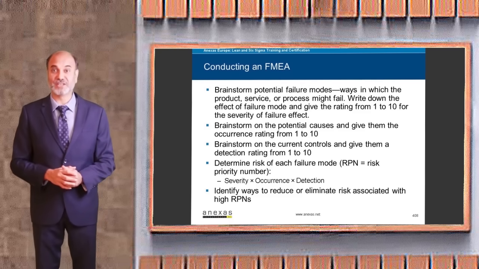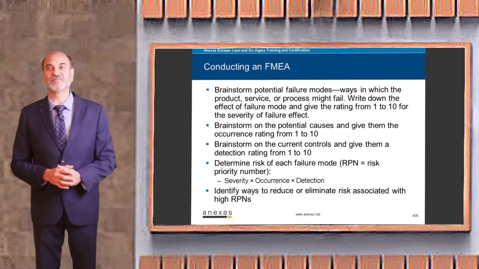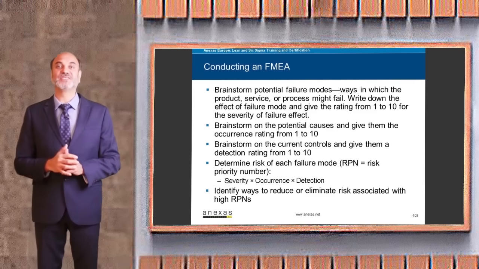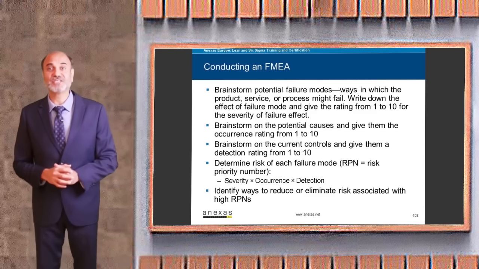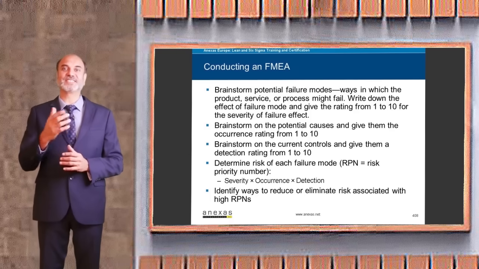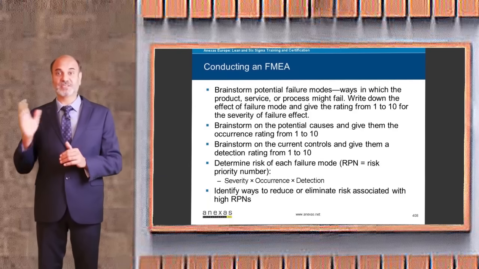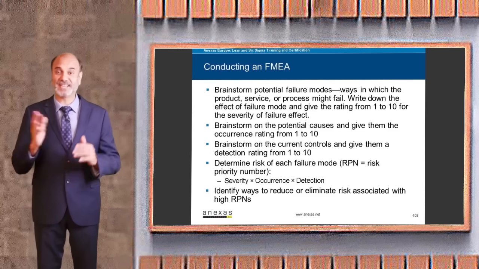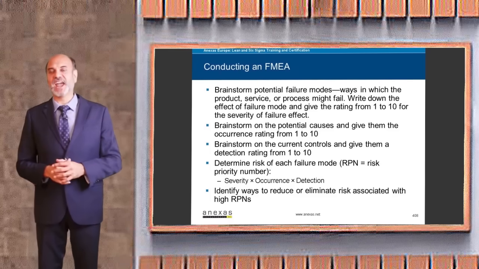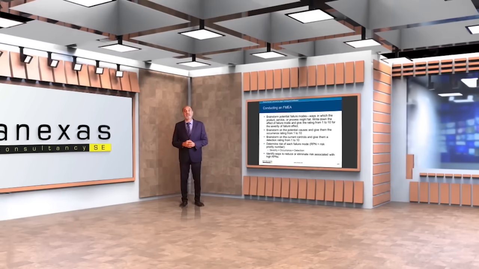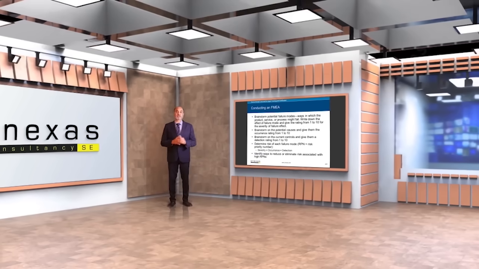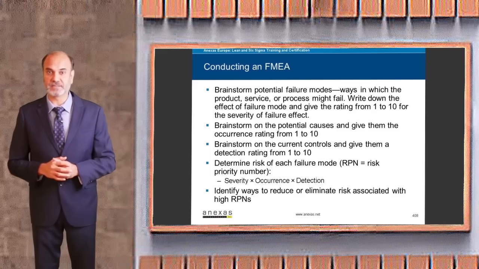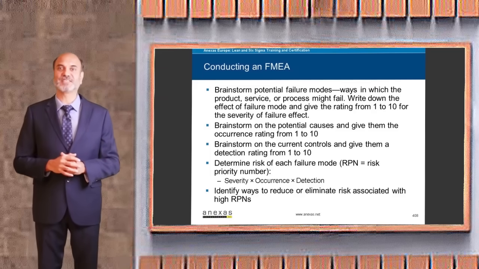First, we brainstorm on potential failure modes, ways in which the product, service, or process might fail. Write down the effect of failure mode and give the rating from 1 to 10 for the severity of the failure effect. Then we brainstorm on the potential causes and give them the occurrence rating from 1 to 10, 10 being the worst, 1 being the best. Brainstorm on the current controls and give them a detection rating from 1 to 10 again, 10 being a very bad control which is of no use, and 1 being the best control. Determining the risk of each failure mode means calculating the risk priority number, RPN, which is a multiplication of severity, occurrence, and detection ratings. And finally, we identify the ways to reduce or eliminate risk associated with the high RPNs.